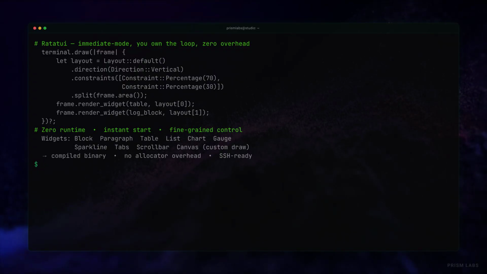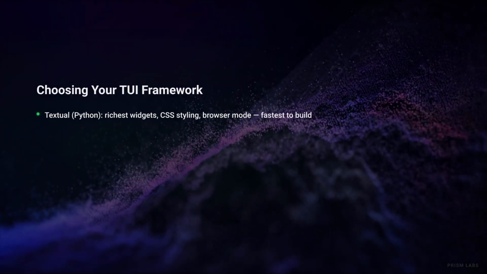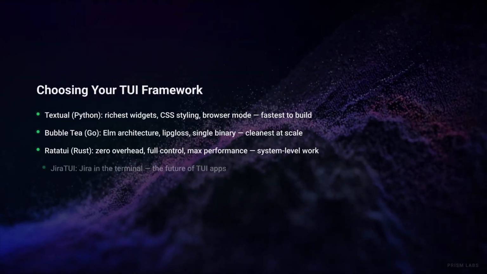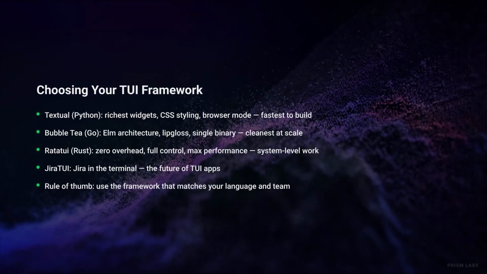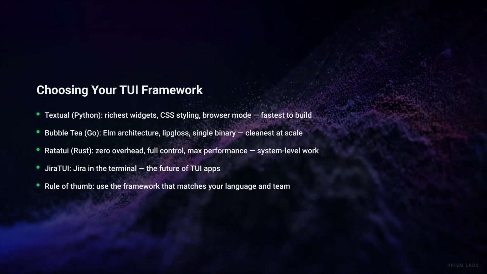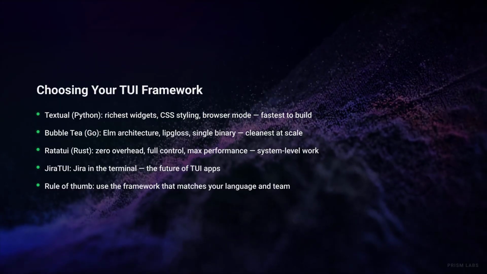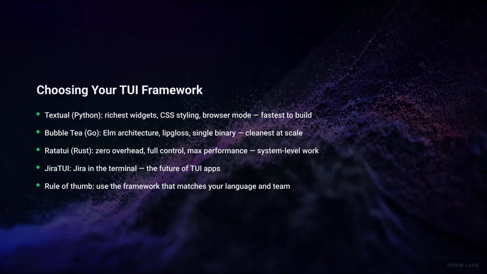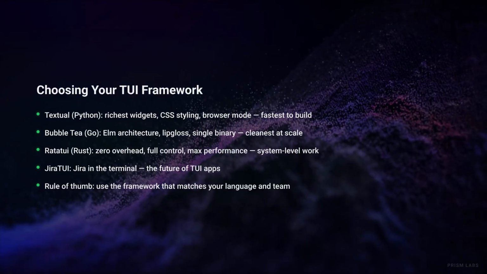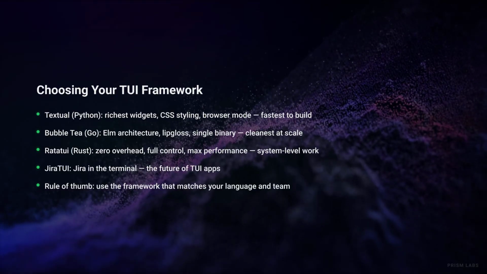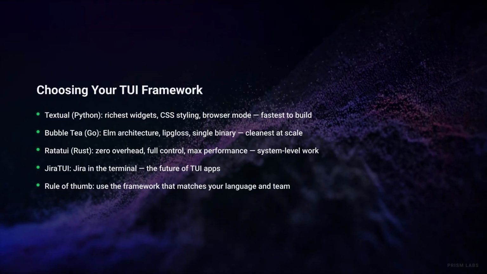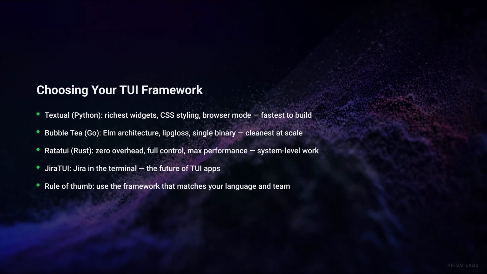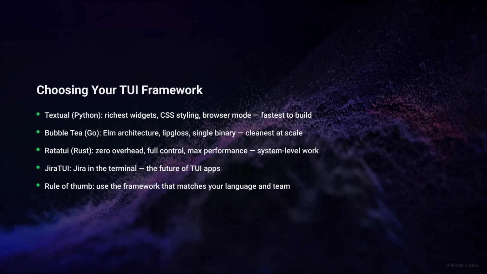The choice between the three comes down to your language, your performance requirements, and how opinionated you want your architecture to be. If you're in Python and want to move fast, Textual. The widget library is the richest, the CSS-like styling is ergonomic, and the browser rendering capability is a genuine differentiator. For internal dashboards, data tools, and developer utilities at Python shops, it's the obvious choice.